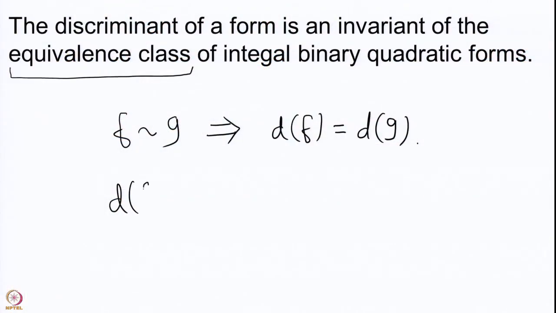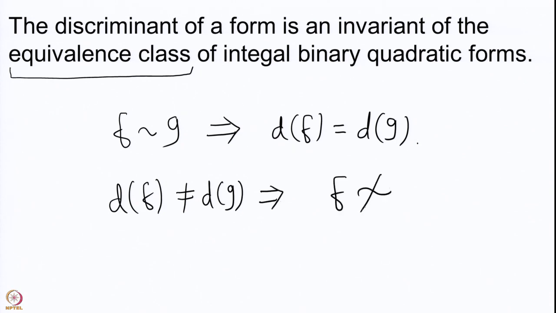Of course, if there are two integral binary quadratic forms and their discriminants are different, then they cannot be equivalent, because we have seen just now that the discriminant is an invariant for the equivalence class. So, that is a very important statement. When the discriminants happen to be different, we get that the form f cannot be equivalent to the form g. So, the discriminant will help us in understanding the equivalence classes.